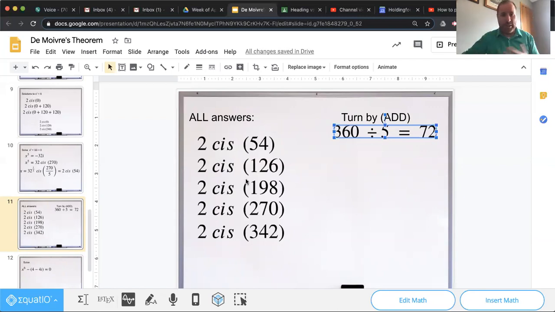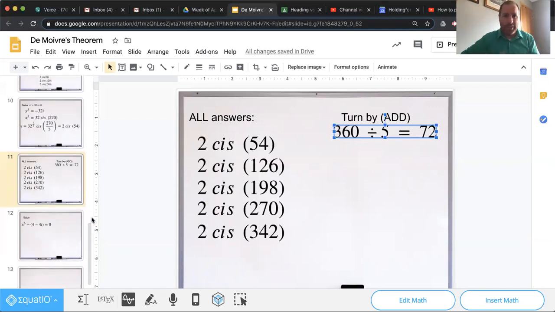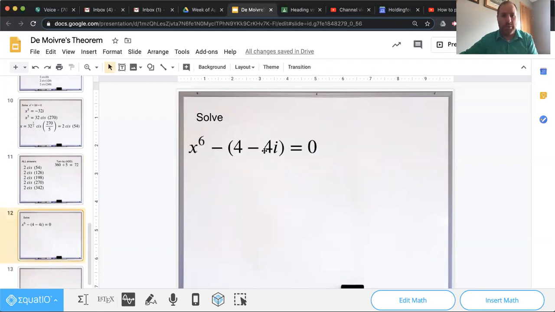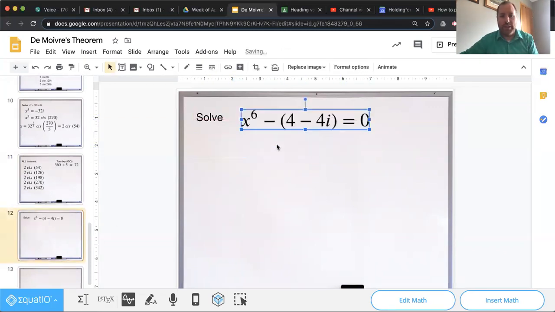If we wanted them in standard form, I could do this one, 2 times cosine of 54 and 2 times sine of 54. That would give me the standard form of that one. Yeah, nothing too major on there. All right, last thing here, just again, to see that example or see that stuff work through if you need another one, we're going to solve here x to the 6th equals 4 minus 4i.